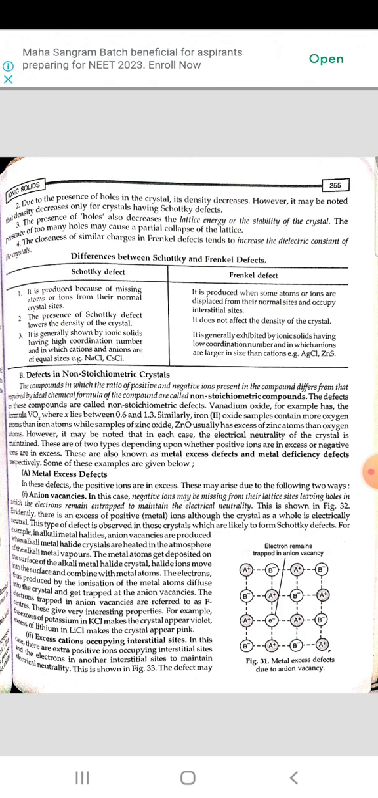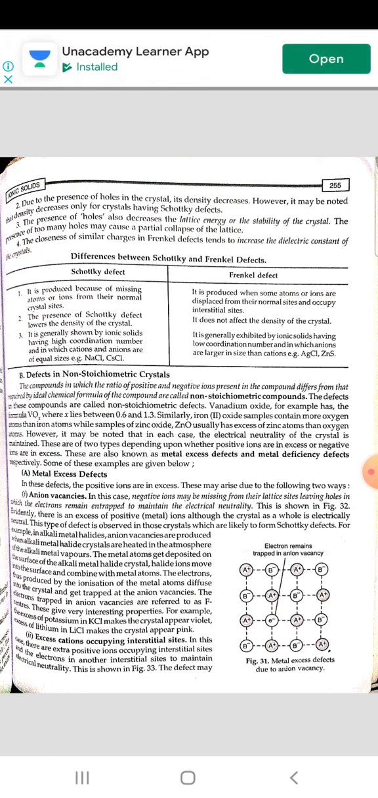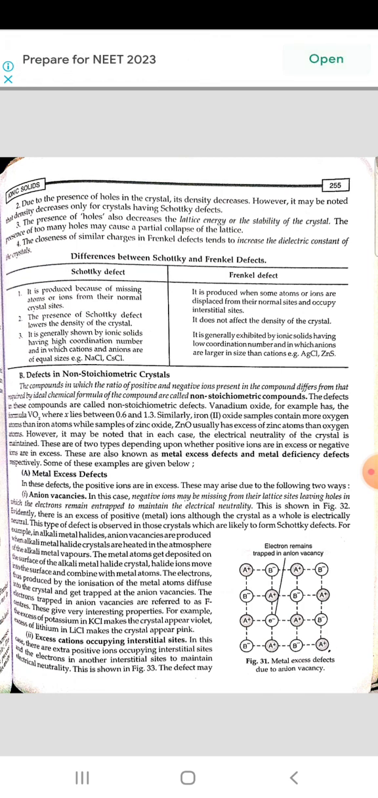Frenkel defect is produced when some atoms or ions are displaced from their normal sites and occupy interstitial sites. It does not affect the density of the crystal. It is generally exhibited by ionic solids having low coordination number and in which anions are larger in size than cations. Example: AgCl, ZnS. B. Defects in non-stoichiometric crystals.